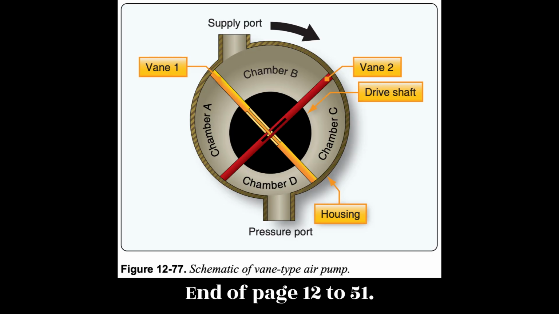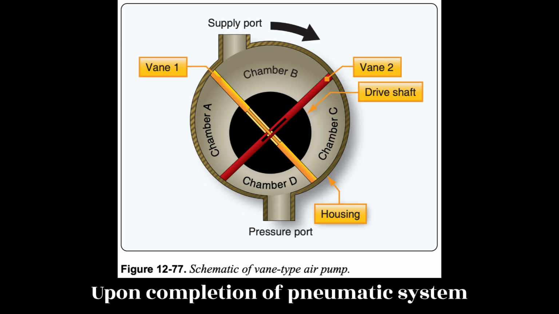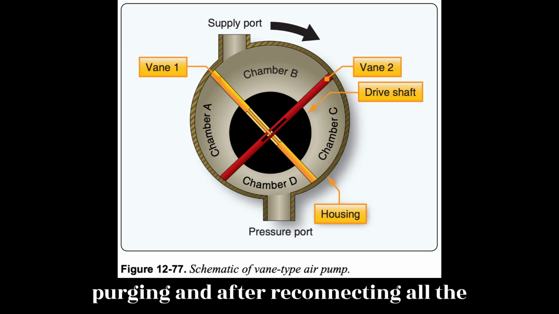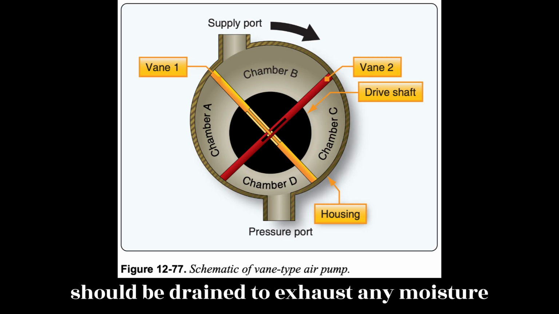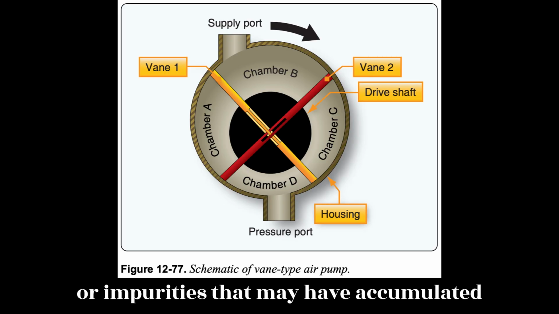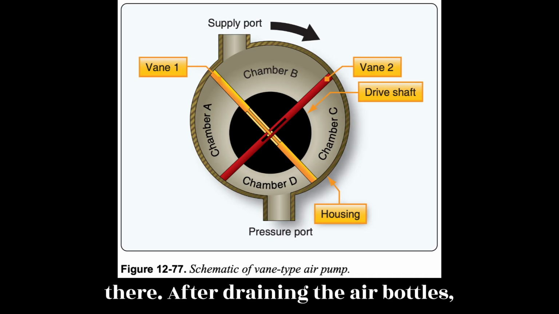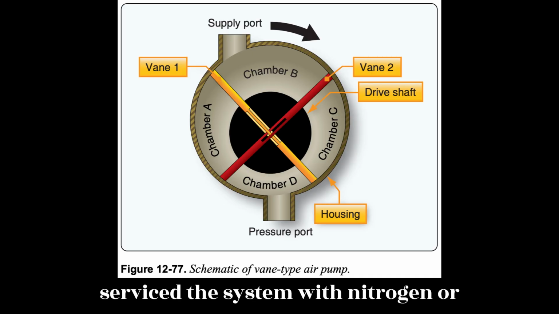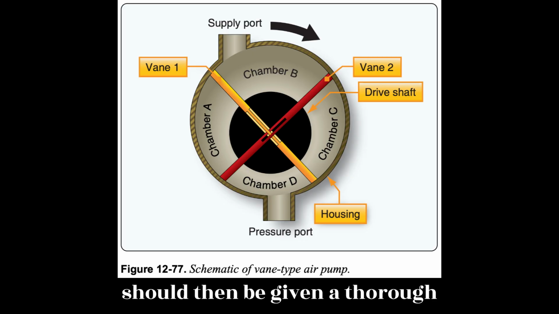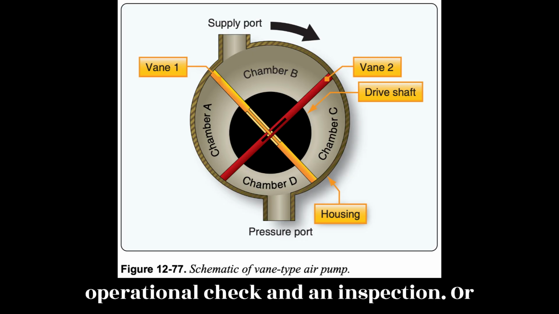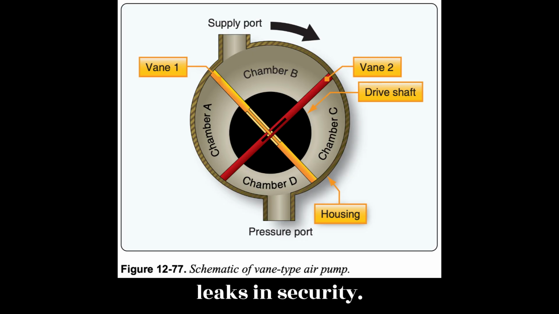End of page 12-51. Upon completion of pneumatic system purging and after reconnecting all the system components, the system air bottles should be drained to exhaust any moisture or impurities that may have accumulated there. After draining the air bottles, service the system with nitrogen or clean, dry compressed air. The system should then be given a thorough operational check and an inspection for leaks and security.